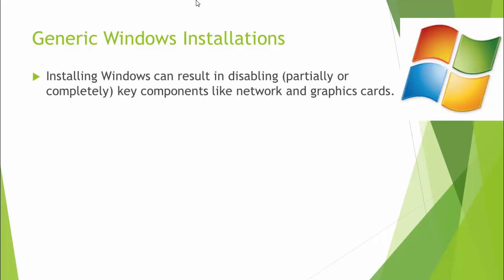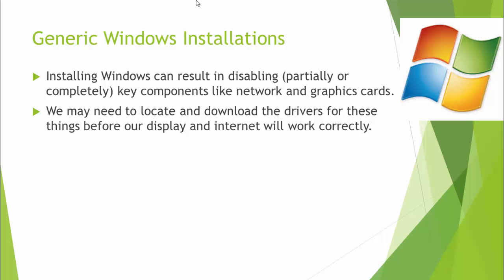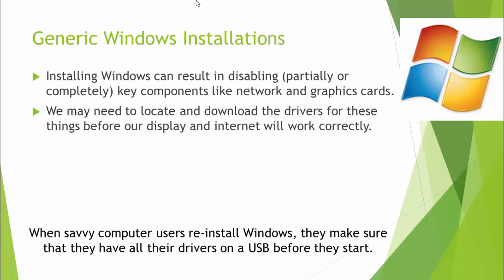Now, installing Windows from a generic installation can actually disable key components, even components as integral to the function of the computer as network or graphics cards. So you may find these things not operating optimally if you reinstall Windows from a generic disk. We may have to download drivers for those components before our build computer will display optimally and before it'll connect to the internet. Now here's a tip. If you're going to reinstall Windows on your computer, it's a good idea to find all the drivers for the hardware that you have and place them on a USB flash drive before you start the reinstall of Windows.